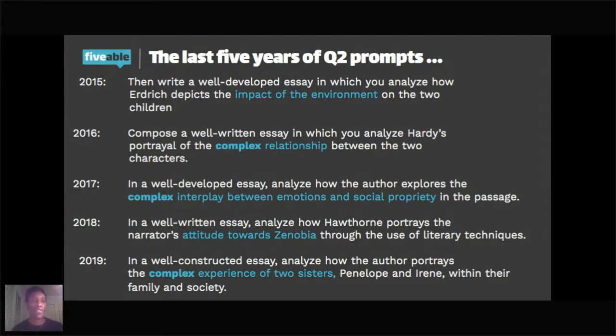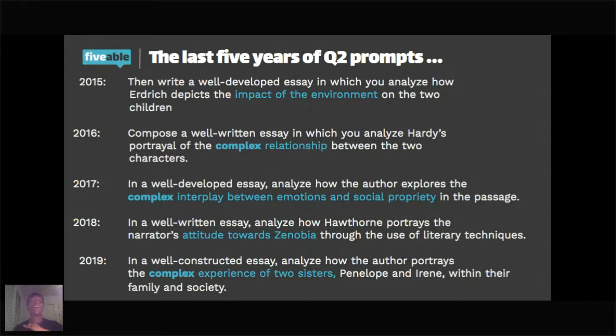So how in 2015, how the author depicts the impact. 2016, Hardy's portrayal of the complex relationship. 2017, how the author explores the complex interplay. 2018, how Hawthorne portrays the narrator's attitude. 2019, how the author portrays the complex experience. And so all of that is, though, it's got a verb in there, it's got the author, the verb, and something that you're supposed to be breaking down. Of these last 5, you see that 3 of them include the word complex, but that word is always implied.